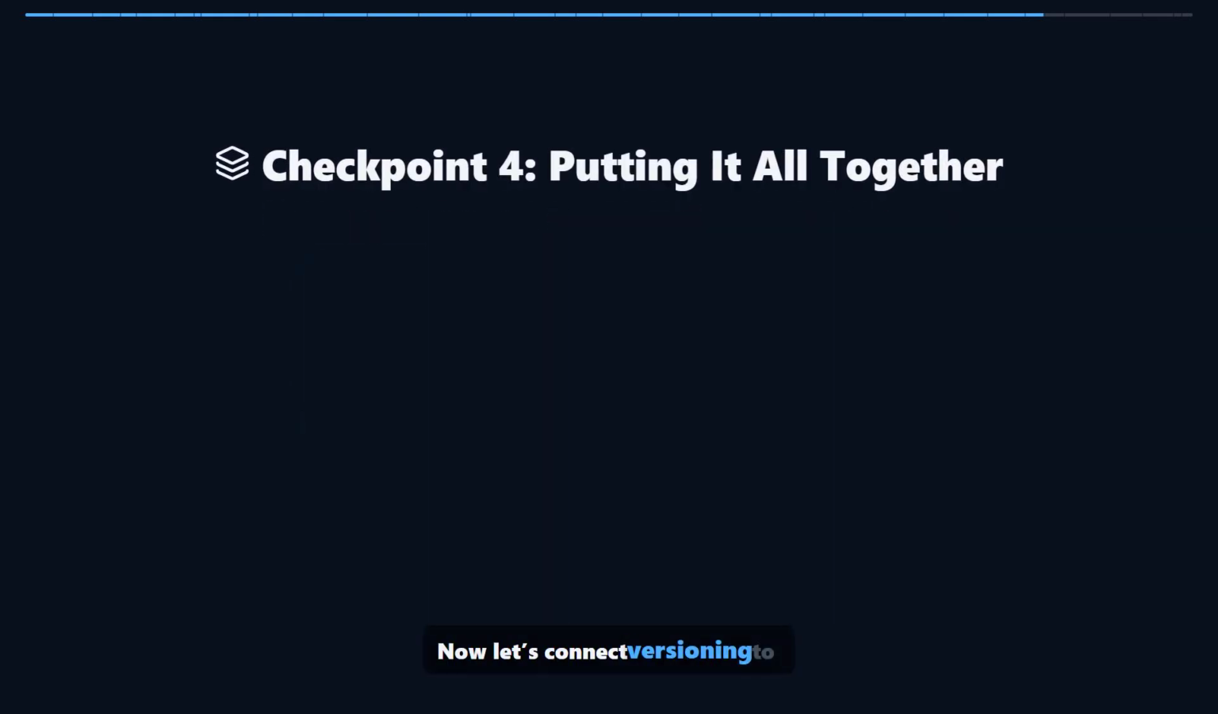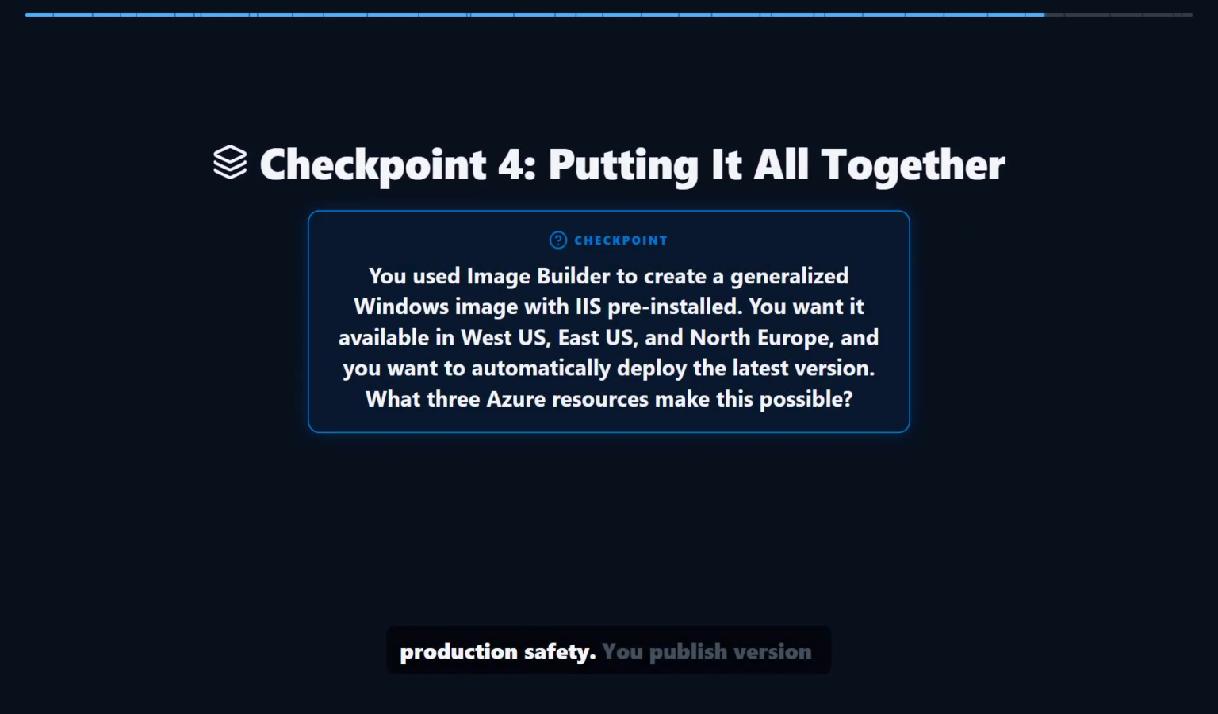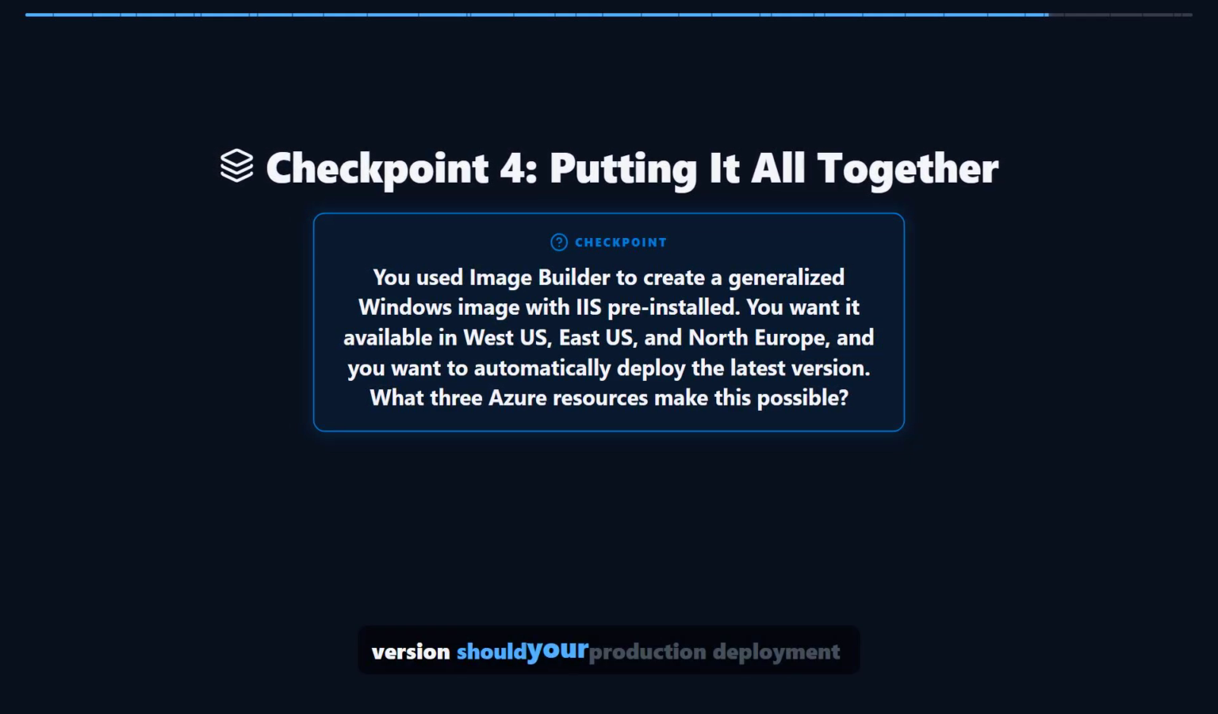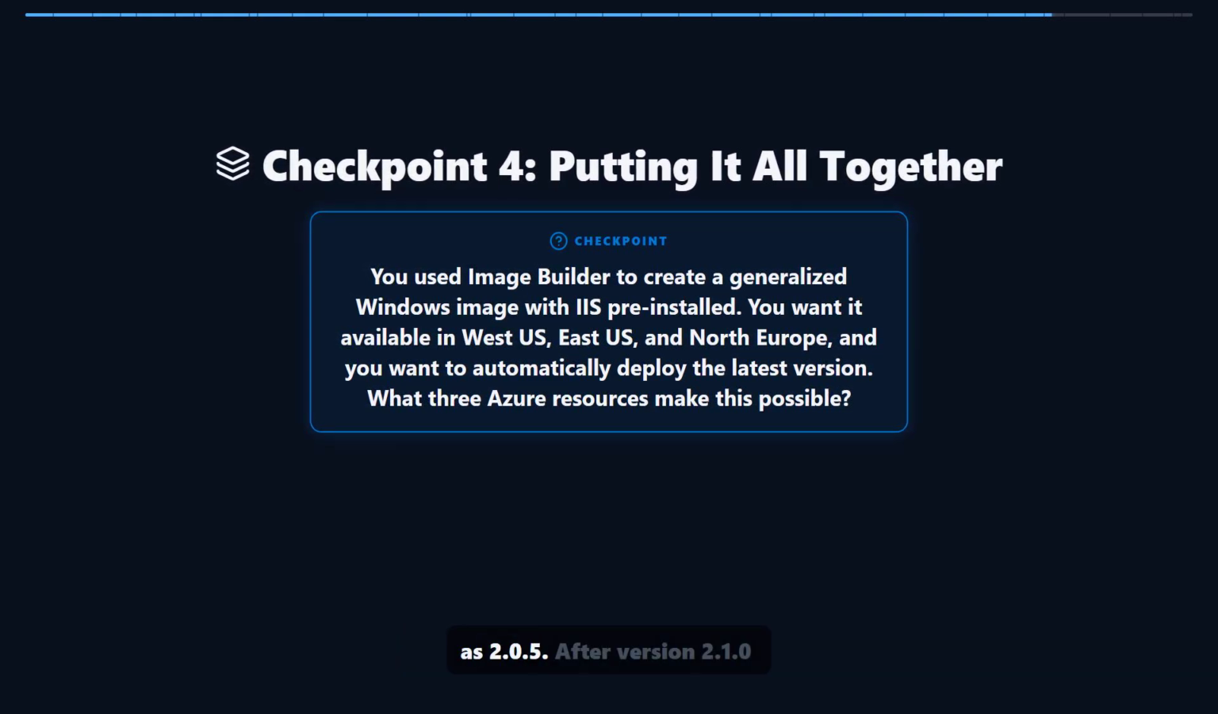Now let's connect versioning to production safety. You publish version 2.1.0 and mark it exclude from latest while testing. Which version should your production deployment use? It should continue referencing the explicitly approved version, such as 2.0.5.